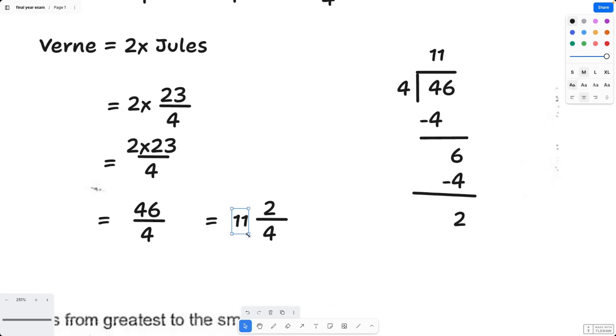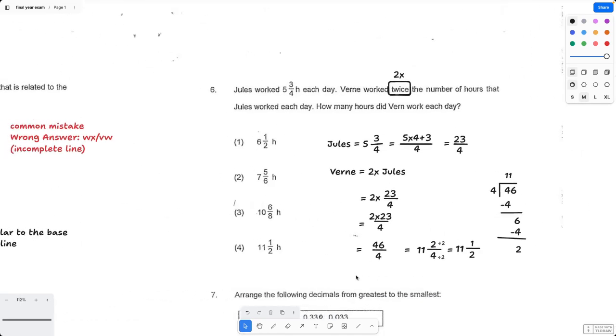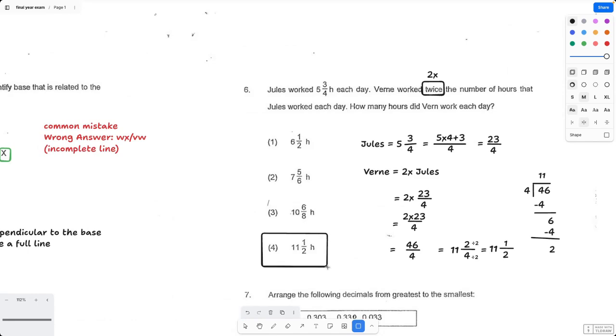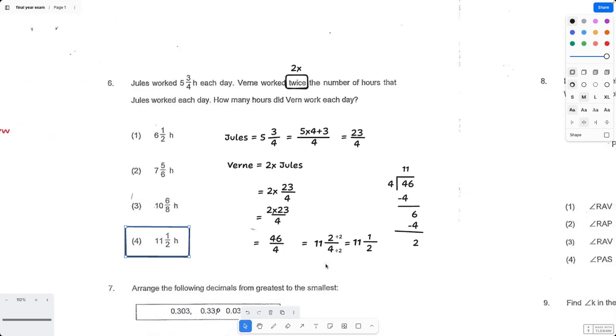So since we have 11 2/4, if we simplify again, this will then give us 11. So 2/4, we can divide it by 2, right? So let me just have a divide over here. Divided by 2. Make it a little bit smaller, like this. And now this will be 1. Oops, this one is 2. So 11/2. That's what you see over here. So the answer to this is option number 4 for question 6.